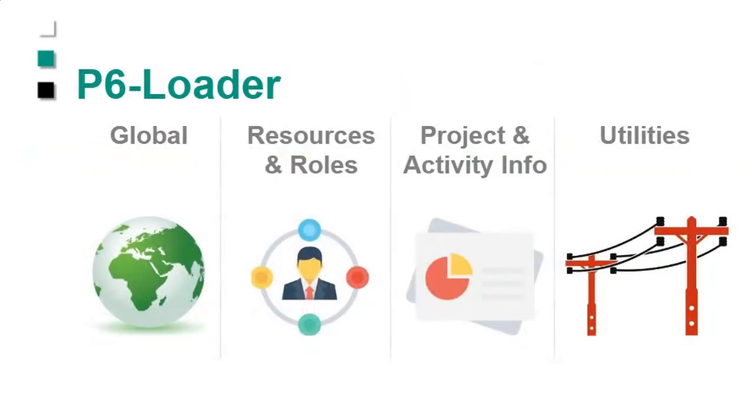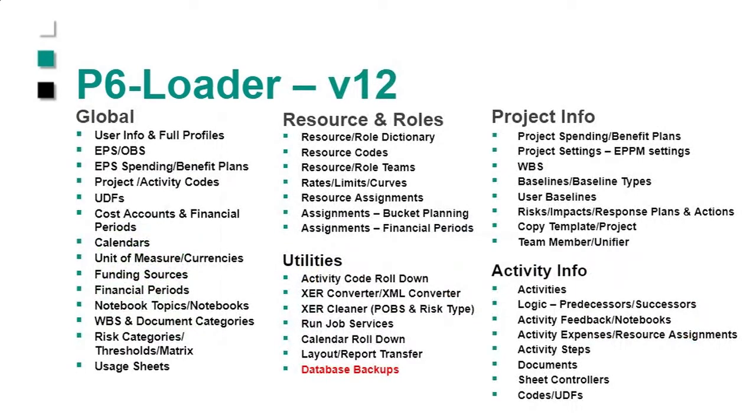So in P6-Loader, we have what we call subject areas. We have global data, resource and role data, project and activity info, and then we have utilities. Let's talk a little bit about what's in there. For the global data, we have user info and security profiles, EPS, OBS. I'm not going to go through the whole list, but all the things listed there are accessible. Under resources and roles, we can access anything in there. Project details, including full baseline information, can be pulled into P6-Loader, and activity information as well.